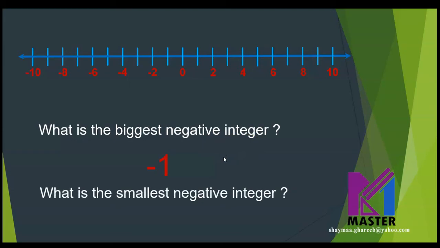What about the smallest negative integer? So can you tell what is the smallest one at all, not on this number line? So we cannot tell. Why? Because numbers have no end. So we cannot say which negative number is the smallest, but we can say which negative number is the biggest, which is -1.